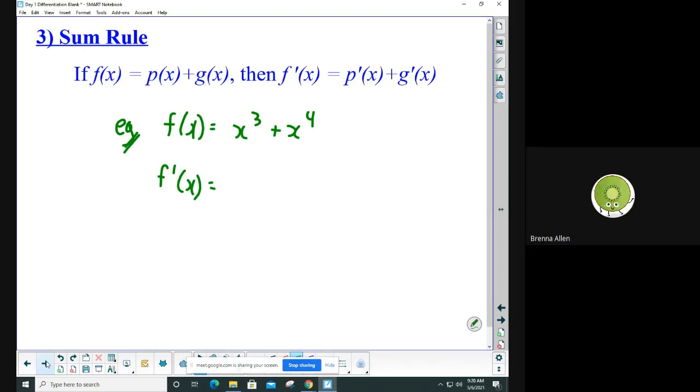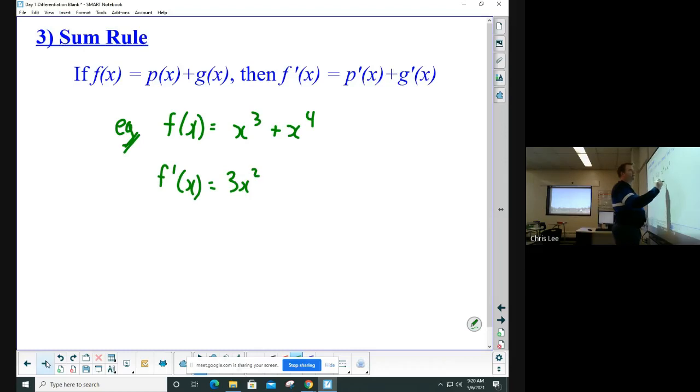Would it be 3x squared? Very nice. And Delaney, the derivative of x to the power of 4. 4x cubed. Yes. Can I add these together? Well, no, because they are unlike terms. But I did take the derivative of the first one plus the derivative of the second one. Okay? So there's an example of how the sum rule comes in.